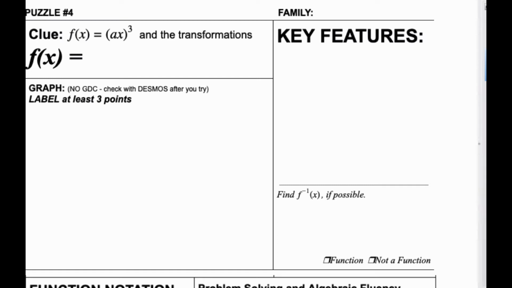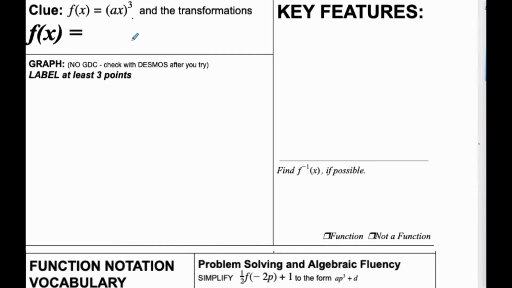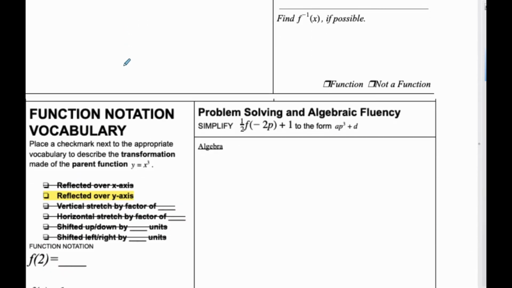Alright, so here we're working on puzzle 4 from the cubic family. And so we're told that f of x is equal to (ax) all cubed. That's one clue, and our other clue is the transformations here. It's a reflection over the y-axis.